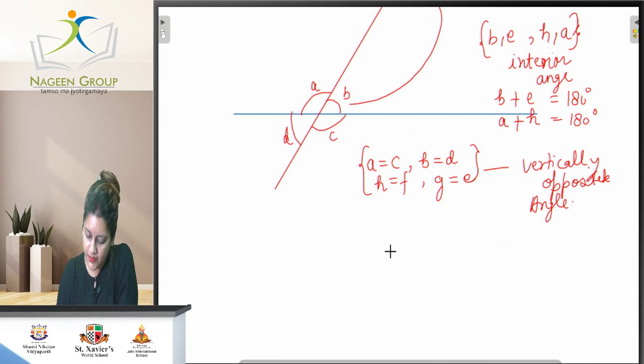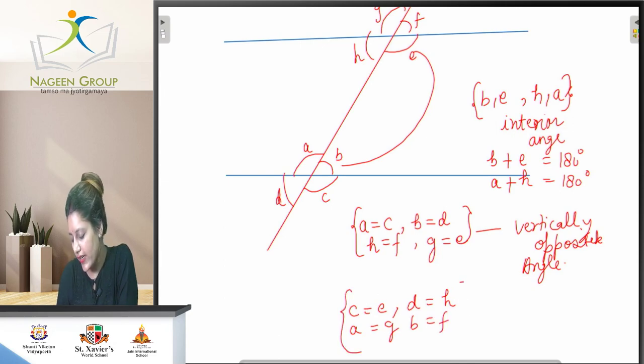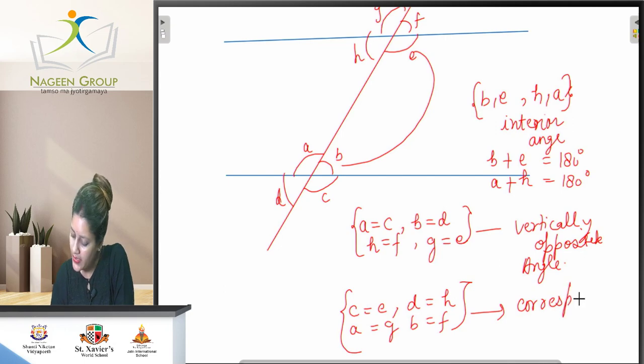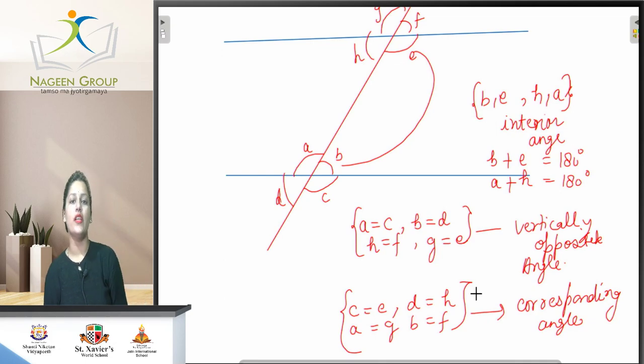Next one is C equals E, D equals H, A equals G and B equals F. These angles are equal to each other by the theory of corresponding angles. This is the most important postulate of Euclid.